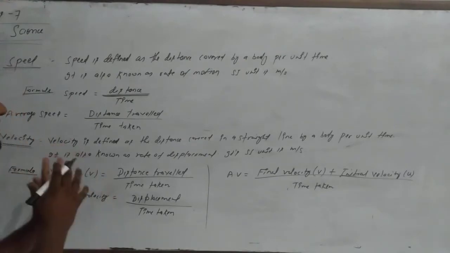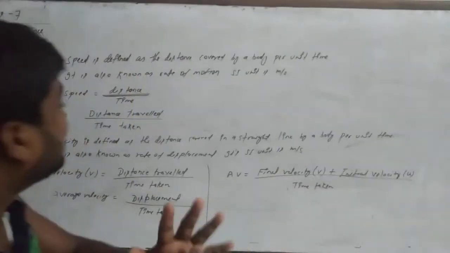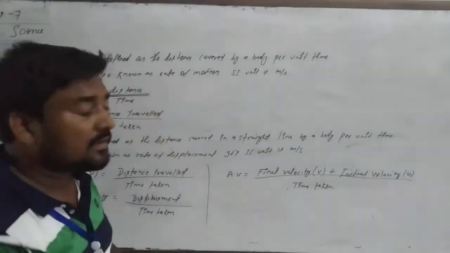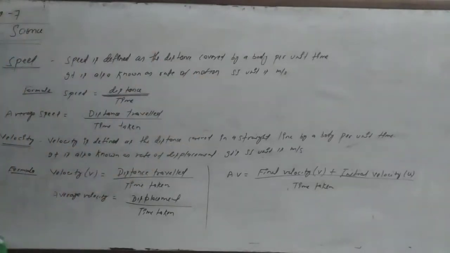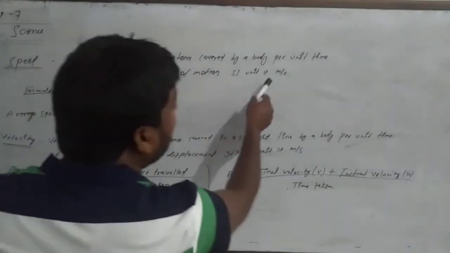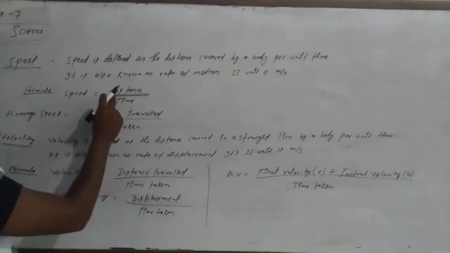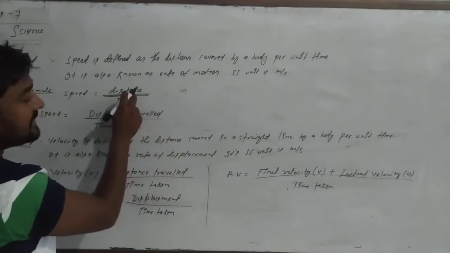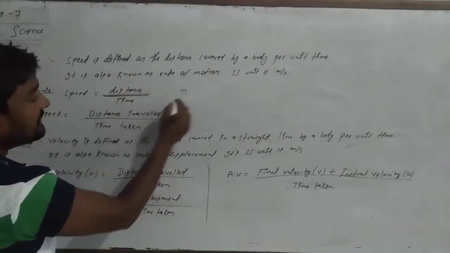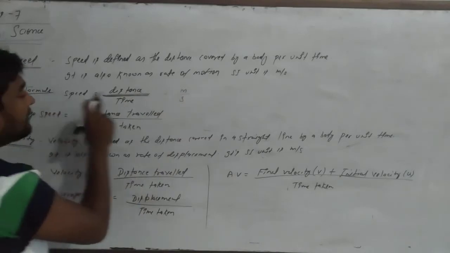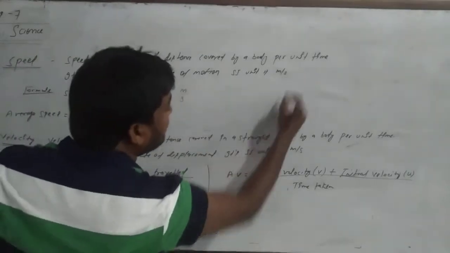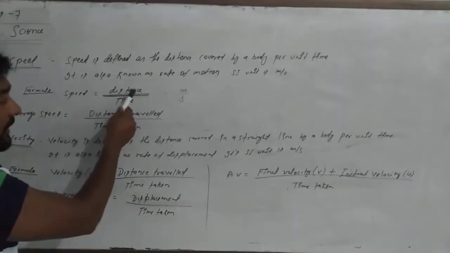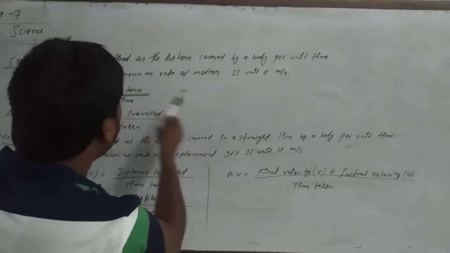Speed can also be called the rate of motion. If anybody says rate of motion, we can simply know he is talking about speed. The SI unit is meter per second, because the unit of distance is meter and the unit of time is second. So the SI unit of speed is meter per second. Any confusion? How can we define speed? Distance covered by a body per unit time.